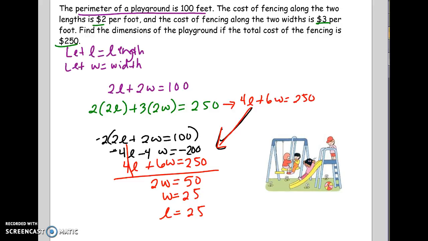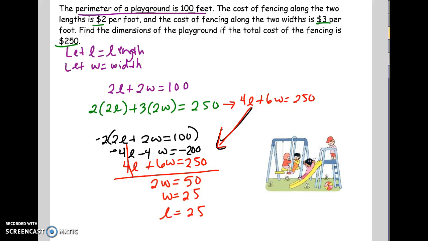I'm going to take this and multiply by -2. That gives me negative 4L minus 4W equals negative 200. Bring this equation down so I can eliminate the L. I get 2W equals 50. So the width is 25, and if I plug it back in, I get 25 for the length also.